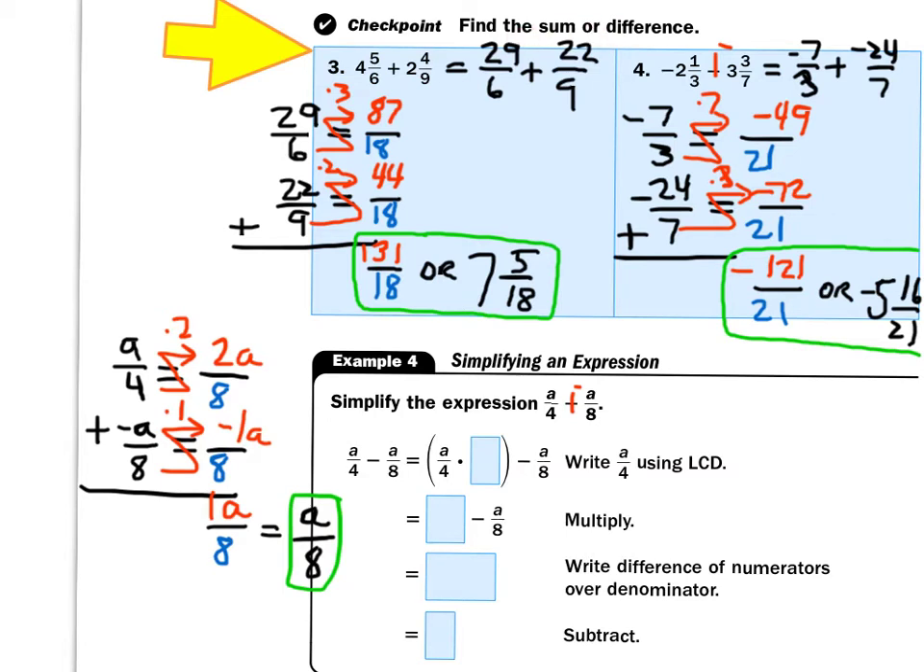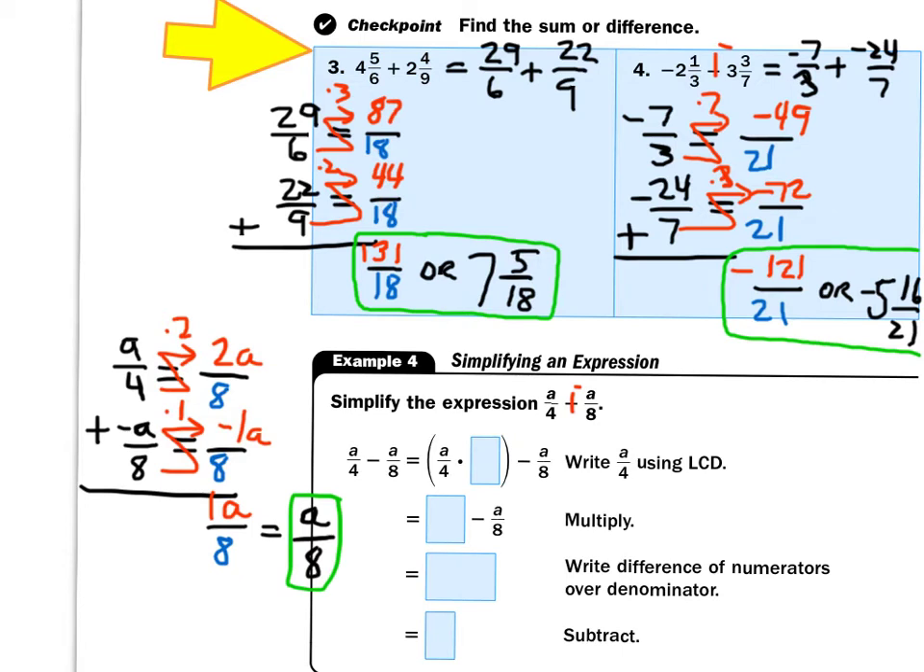Find the sum or difference. So on number 3, it's 4 and 5/6 plus 2 and 4/9. I made them improper, okay? So I got 29 over 6 plus 22 over 9. The denominators did not match, so I used towers. So you see me set it up here. I put an equal sign, fraction bar, equal sign, fraction bar, put a fraction bar in my answer.